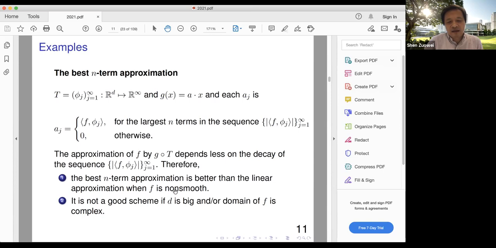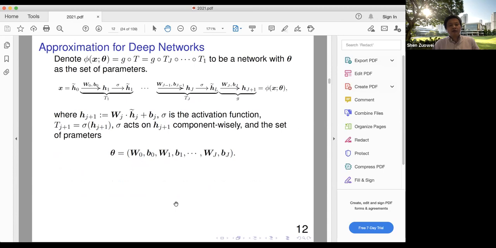Okay, now look at the approximation of the deep neural network. Your deep neural network is a function phi, which is parameterized by theta, a set of parameters, a huge number of parameters.